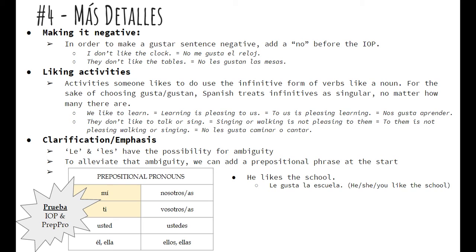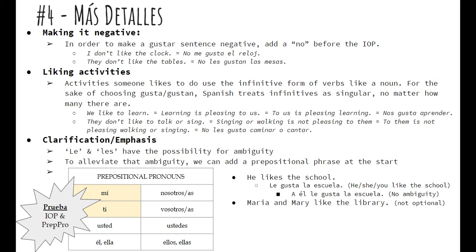So we have le gusta la escuela, which would be he, she, or you formal, like the school. There's some vagueness there. So if we wanted to clear up the vagueness, we could add a prepositional phrase at the beginning with a, and then él, or ella, or usted, whichever one it was. A él le gusta la escuela. Now this sentence, without doubt, means he likes school or likes the school.